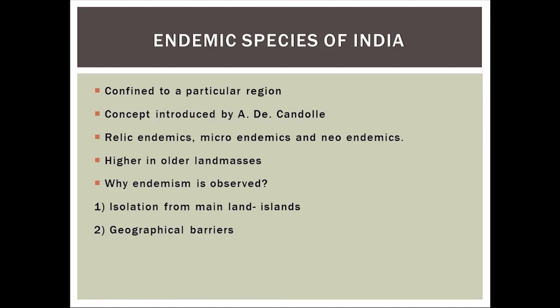Now endemism is higher in older land masses. And why is endemism observed? First reason is the isolation from the mainland. That is, in the islands, the endemism is high. Then geographical barriers like mountains and seas have led to the confinement of species in a particular region. And in India, the endemism is about 30%. And which regions of India show high endemism? There are three regions: the Himalayan and the Trans Himalayan region, then Western Ghats, and Andaman and Nicobar Islands.